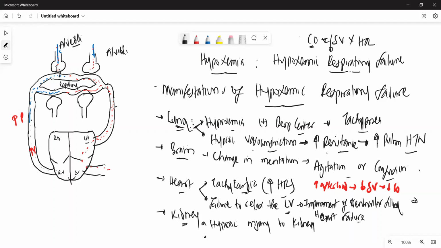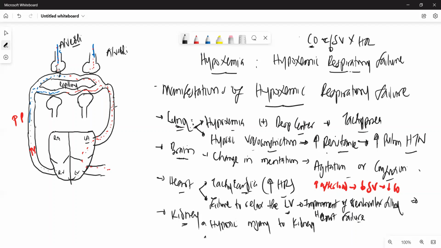And then, just a Step 1 question: which part of the kidney is very prone to hypoxia? Very good, the medulla. So the straight portion of the proximal convoluted tubule, and also the thick ascending limb. Those two areas are very prone to hypoxia.